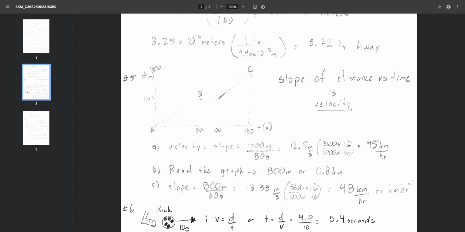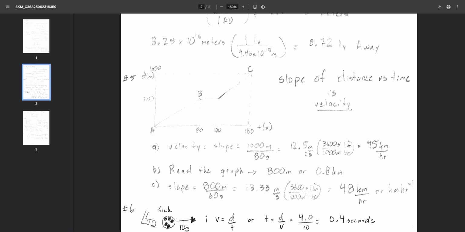But if you can see this, the distance is here and time is on this axis. I recreated the graph that they had on there. So it says the speed in kilometers per hour of the train between stations A and B. So all I need is the slope. So it goes 1,000 meters. So A to B, this distance is 1,000 meters, and it took 80 seconds.